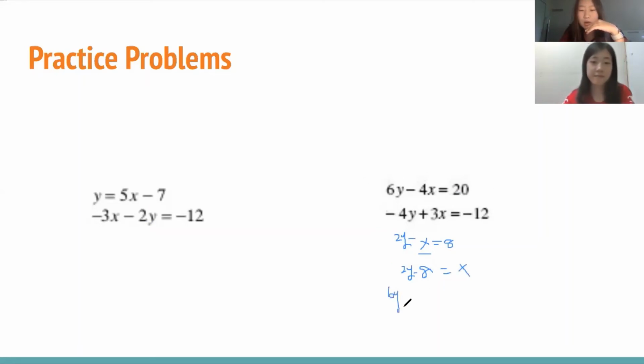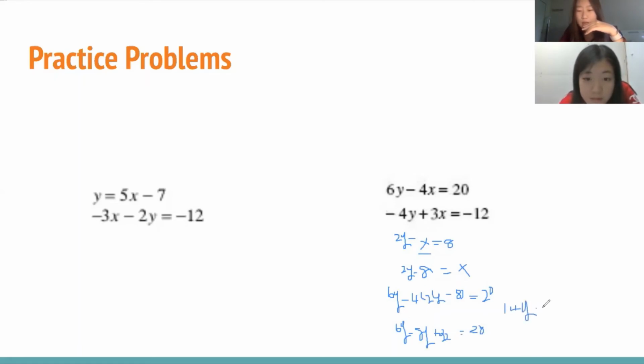So it'd be 6y minus 4 times (2y minus a) equals 20. 6y minus 8y plus 32 equals 20, which means 14y equals 52. Oh, I got it. So y equals 3.